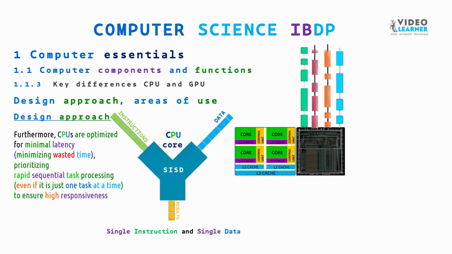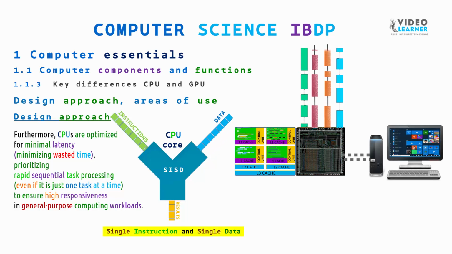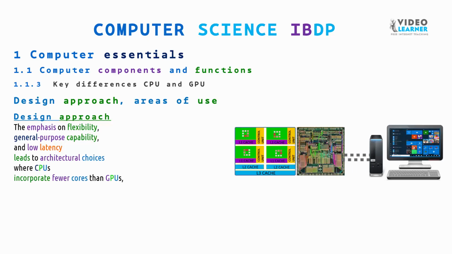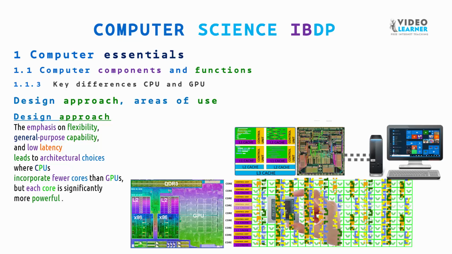To ensure high responsiveness in general-purpose computing workloads, SISD, single instruction single data, is a CPU architecture where a core executes one instruction at a time on a single data element. The emphasis on flexibility, general-purpose capability, and low latency leads to architectural choices where CPUs incorporate fewer cores than GPUs, but each core is significantly more powerful.